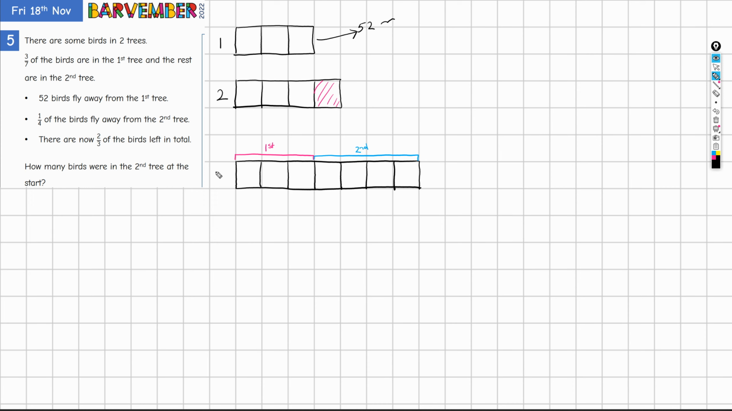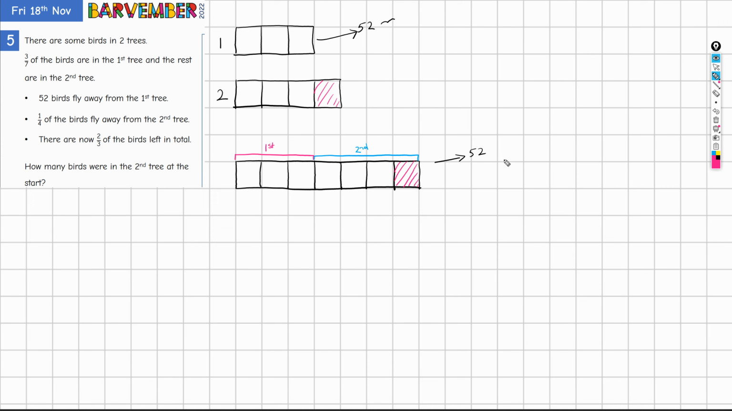Right, now what are we told? Well, 52 of the birds fly away from the first tree. Well, again, I can't really deal with that information yet. So I'm just going to, again, write 52, going to fly off. All right. But this bit I can deal with, and we know that that's one of these parts. Okay, one of these quarters. Right, there we go. So that's all well and good.